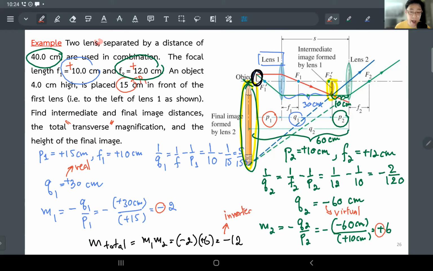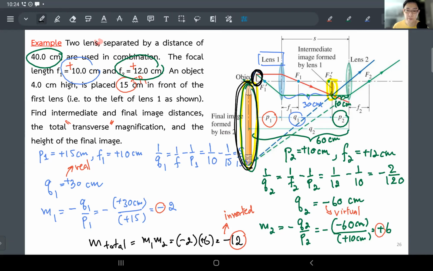See, that's a nice thing about having the sign associated with the magnification equation. Inverted, and it's going to be twice as big. I'm sorry, 12 times as big as the original height. And that's what it is. It's showing up right here. Your final image is inverted and 12 times the original height. And you are done. Okay.